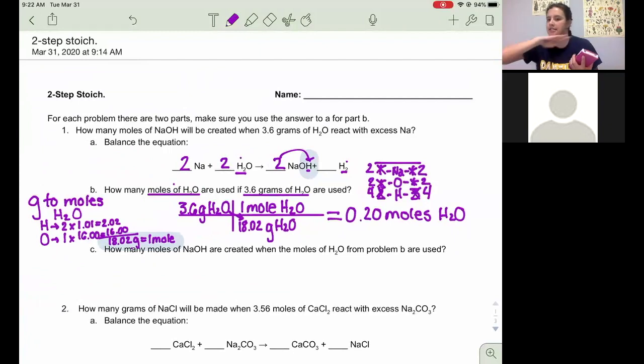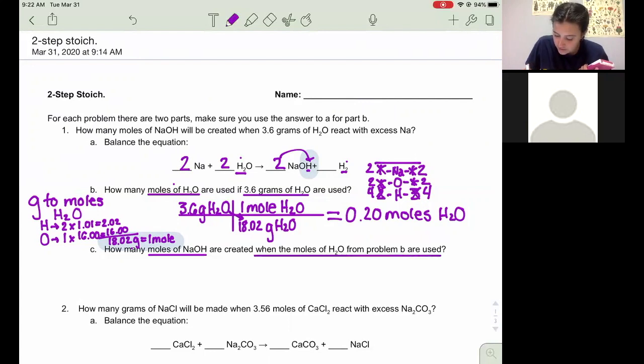Step one, done. But now I am going a step further. I now not only want to know that I start with 3.6 grams of water. My end goal of this whole problem is to figure out how many moles of sodium hydroxide were created from that many grams of water. So we're going to use our answer from part B. With this, we're now taking it another step. But we're not really doing anything new. You guys have all done this before. We're just now doing 2 steps per problem.